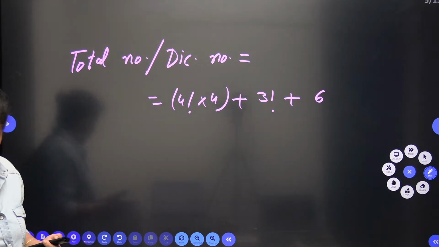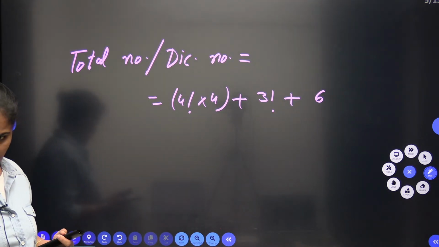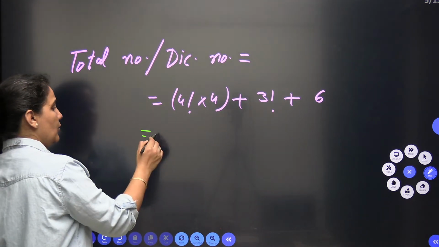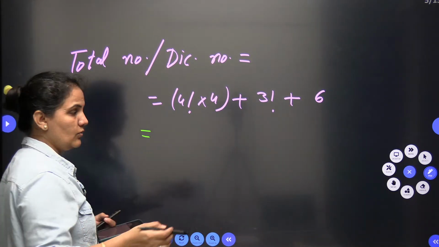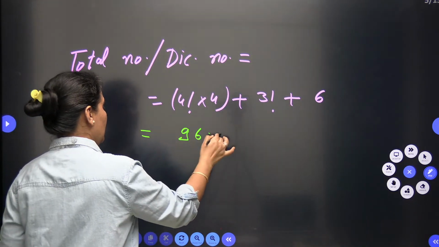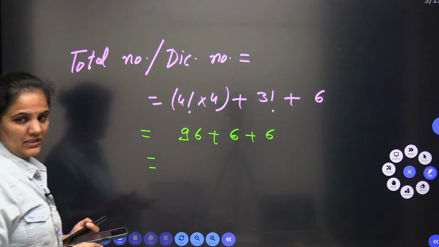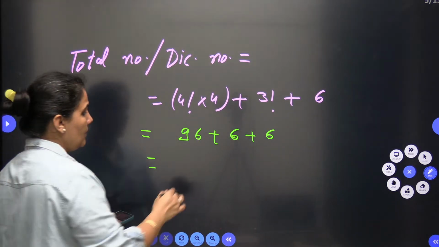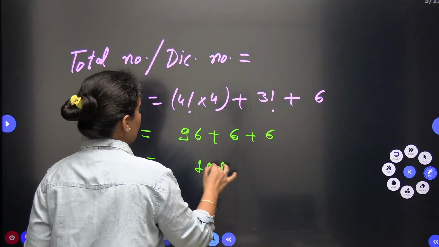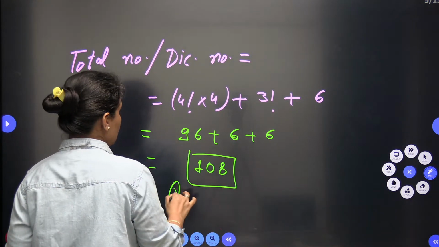This will be your position: 4 factorial multiply with 4 plus 3 factorial plus 6. 4 factorial is 24. 24 into 4 will be 96, plus 3 factorial is 6, again 6. So 96 plus 12, it will be 108.